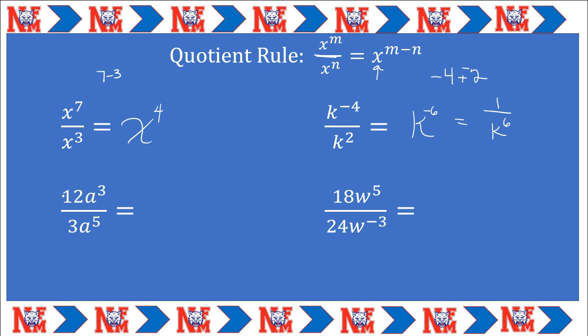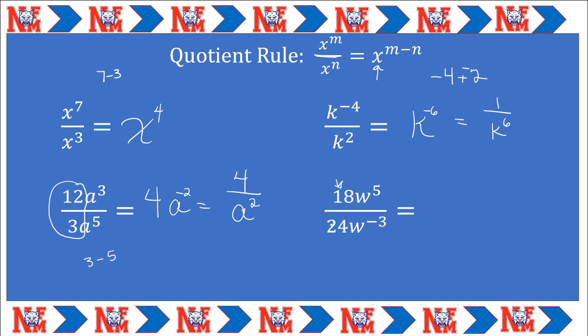On this next one, let's talk about just the number. So 12 divided by 3 is 4, and then we have a base of a, so I just go ahead and write that down. And then I say 3 minus 5, and that's going to be -2. So the 4 stays where it is, and we put the a to the -2 in the denominator and make it positive.